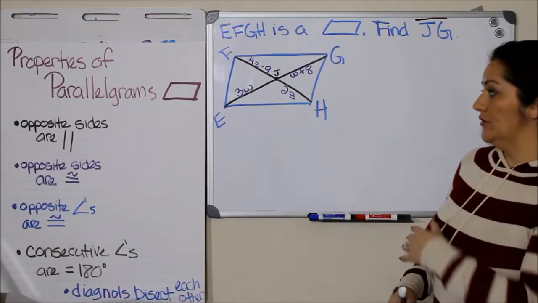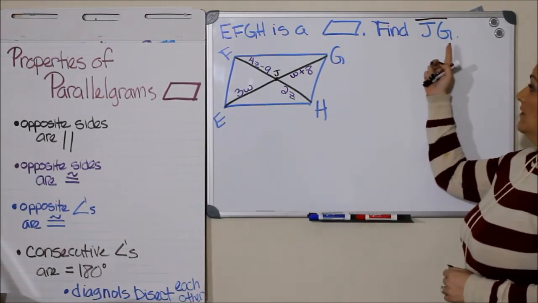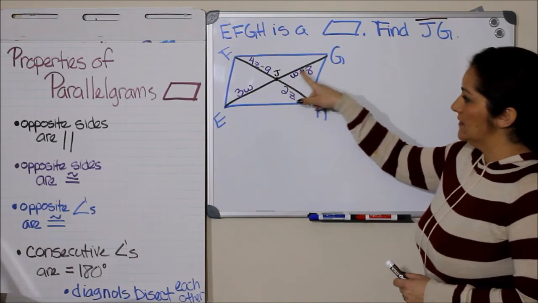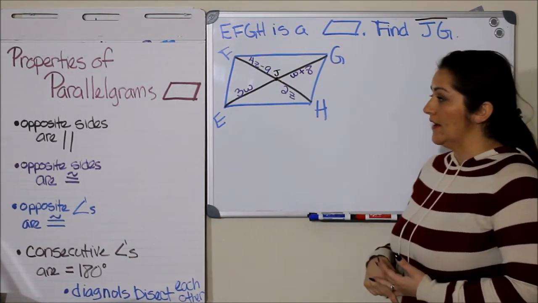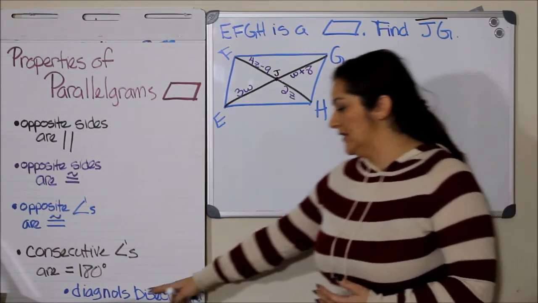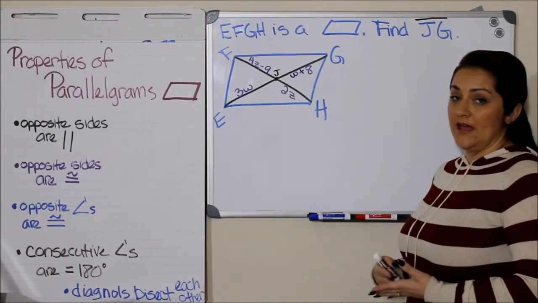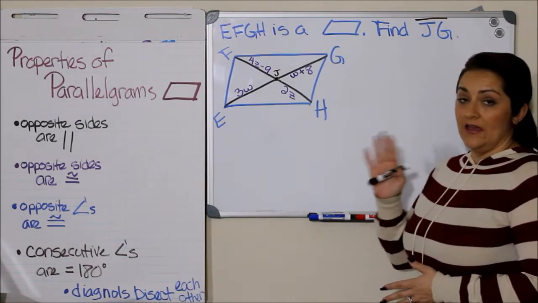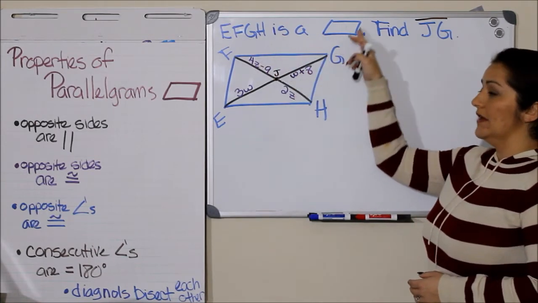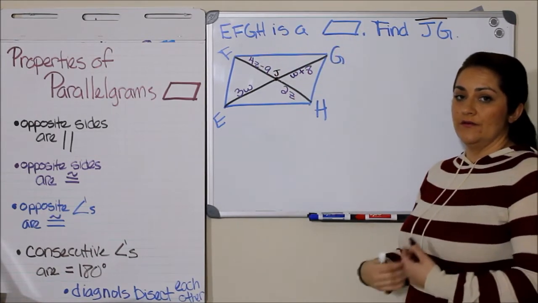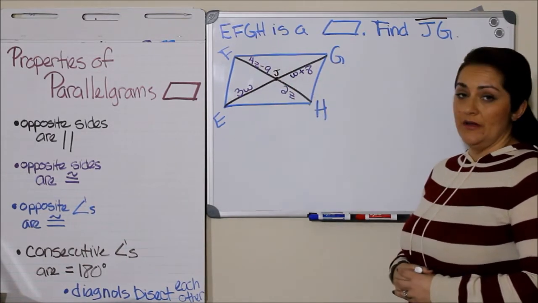In this problem, we're going to use properties of parallelograms to solve for JG. And JG is this piece of the diagonal right here. And what we know about diagonals in a parallelogram is that the diagonals bisect each other, which means they cut each other exactly in half. Just in case you weren't sure, right here, this image stands for the word parallelogram. So it's telling you that EFGH is a parallelogram.